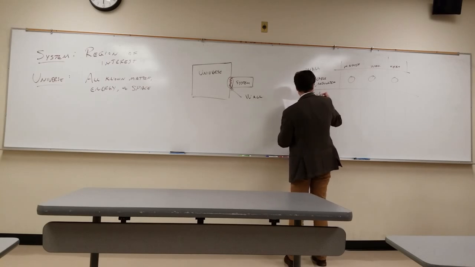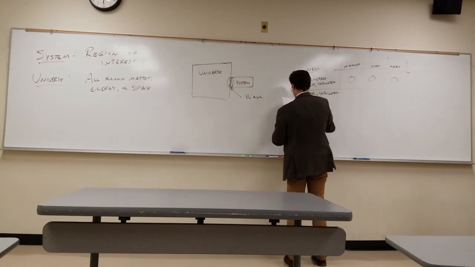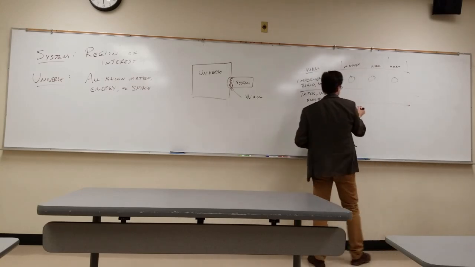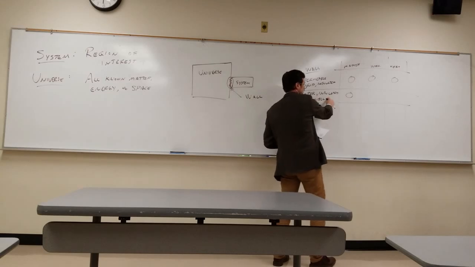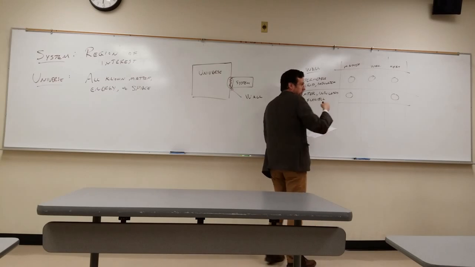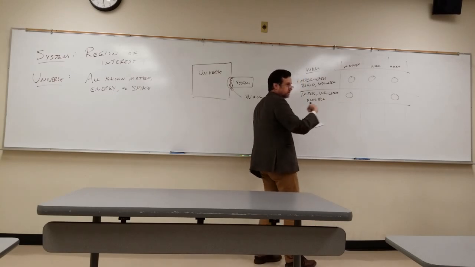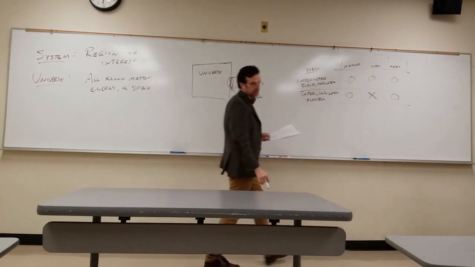Now, if we change this wall and say that our wall is impermeable, insulated, and flexible, well, now it's impermeable, so matter can't pass through. It's insulated, so heat can't pass through, but it's flexible. So in principle, it can bulge into and out of the universe, meaning that work can be done to the system or by the system.